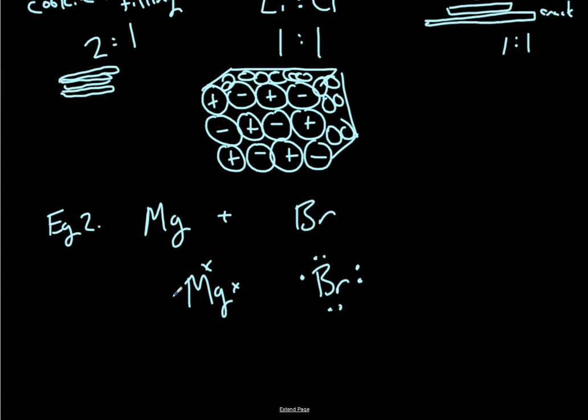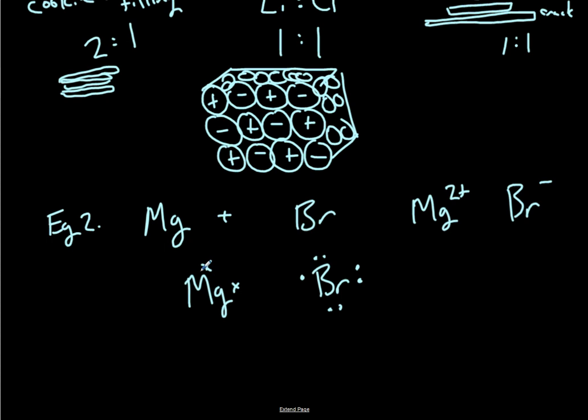Okay, so 2 ways to look at this. If we were to just look at the ions formed right now, magnesium forms a 2+ ion, bromine forms a negative ion, okay? Bromine will accept an electron, okay, but it can only take 1, right?